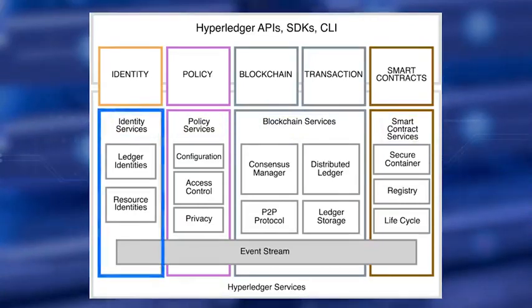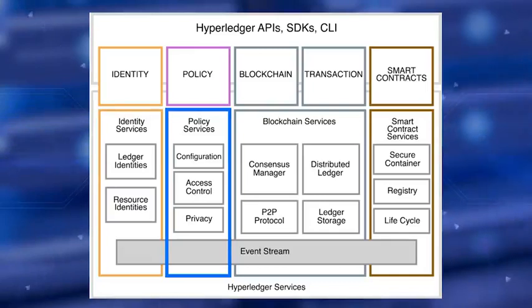Identity Services module manages the identities of entities, participants, ledger objects, such as smart contract. In the case of Fabric, a smart contract is called chain code. Policy Services module manages access control, privacy detail, consortium rules, and consensus rules.